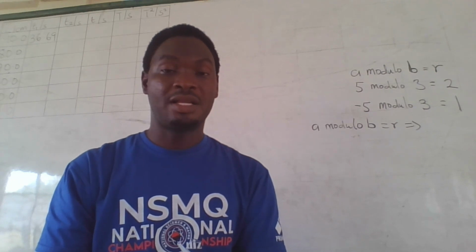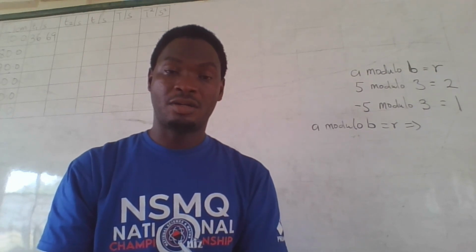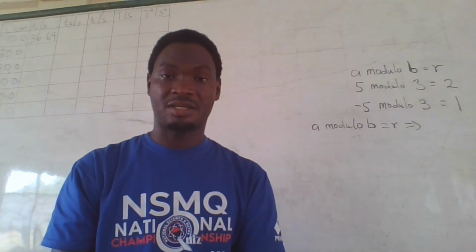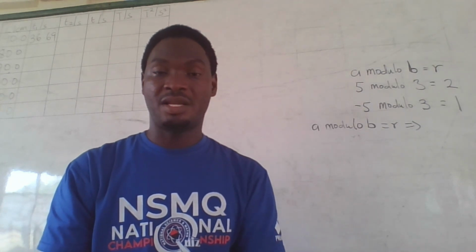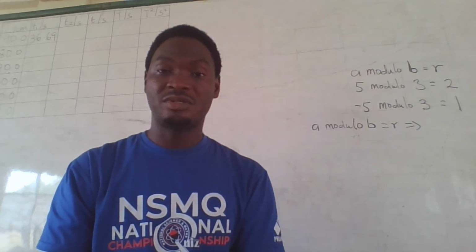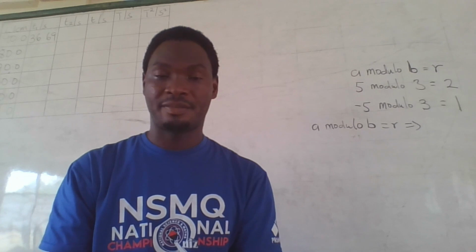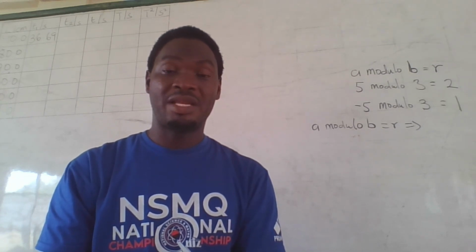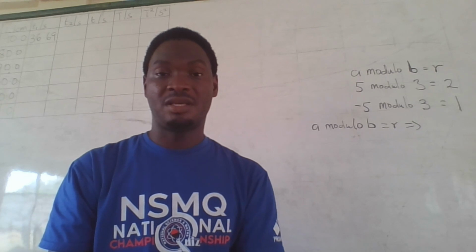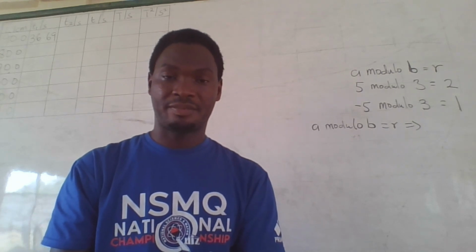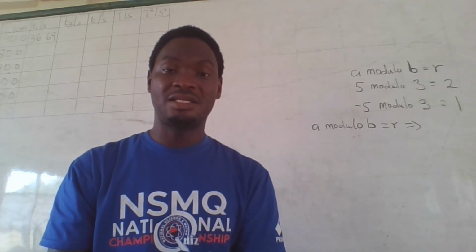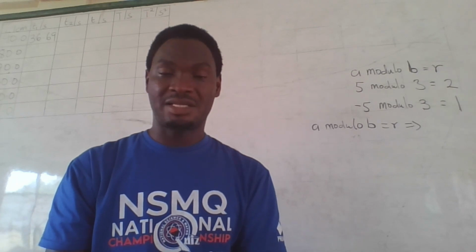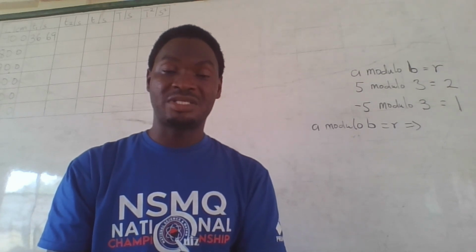Okay, let's have a thinking on modular arithmetic. What do we mean when we say A modulo B is equal to R? Well, the common explanation is that when A is divided by B, the remainder is R. This explanation only makes sense when A is a positive integer.